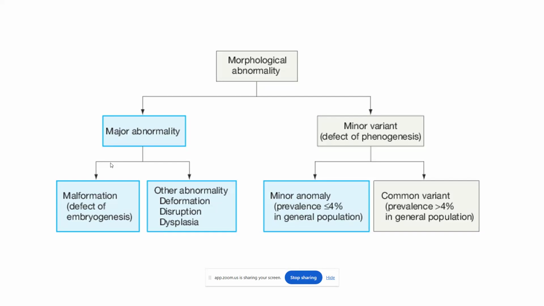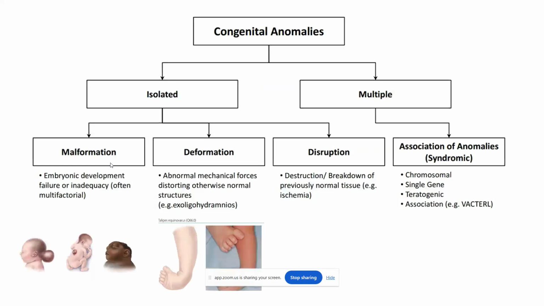If you see, these are some of the variants wherein they do not affect the physical appearance of the child, also the functionality of the baby. So that's how you differentiate between minor anomaly versus common variant, the prevalence of that in the general population.